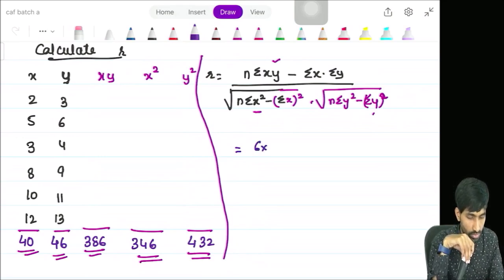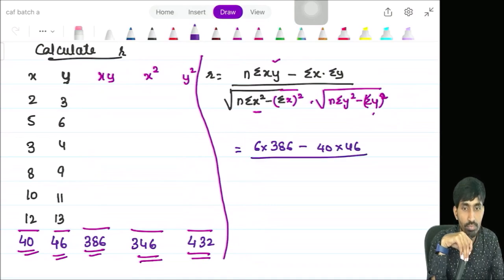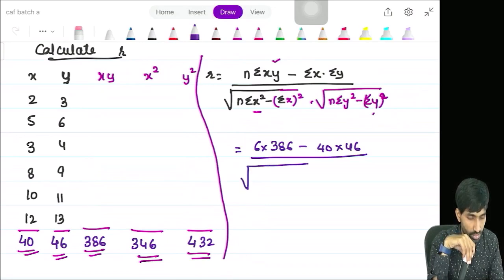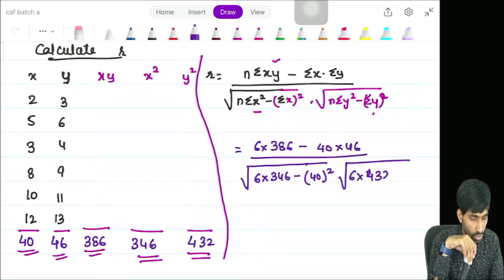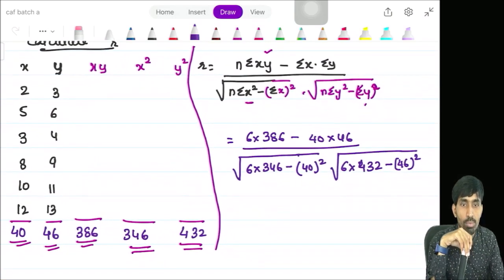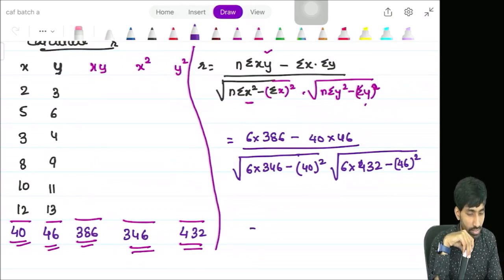6 into 386 minus 40 into 46, upon under root 6 into 346 minus 40 square, under root 6 into 432 minus summation y, 46 the whole square. Final answer you people are giving? Final answer is 1. Great.